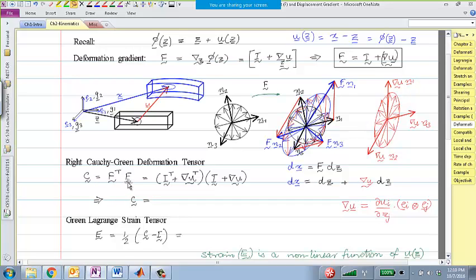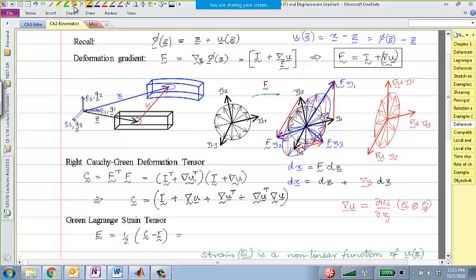So C is equal to F transpose F. All I'm doing is substituting F transpose. This is F transpose out here, this is F. So F transpose acting on F should give me C. If I expand it out, I get I transpose I, which is nothing but I itself, plus I acting on gradient of U, plus gradient of U transpose acting on I, which is nothing but gradient of U transpose, and plus I get some term that is gradient of U transpose acting on gradient of U.